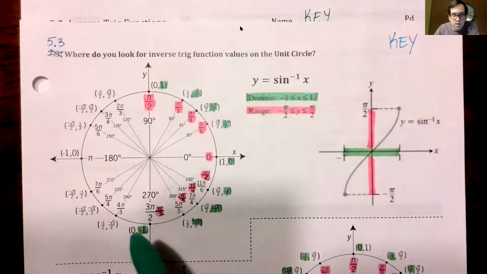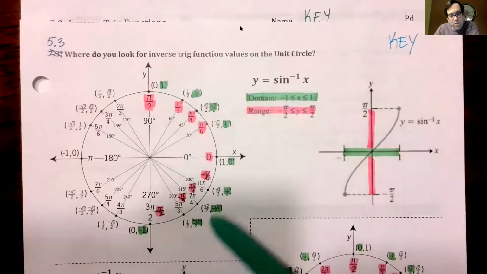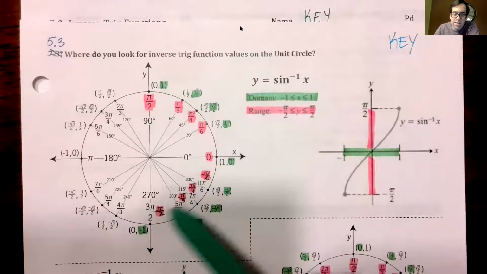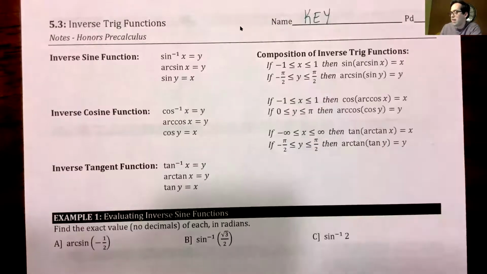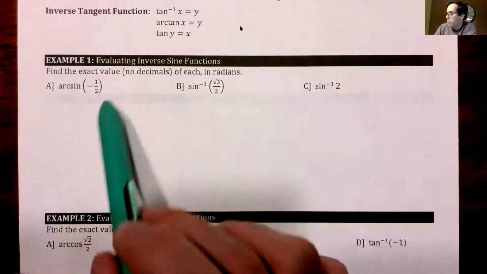So yeah, it's just kind of the opposite of sine. Instead of starting with the angle and the output is the y value, now we start with the y value and get the angle. So let's look at that in action in example 1. Let's find the arc sine of -1/2.